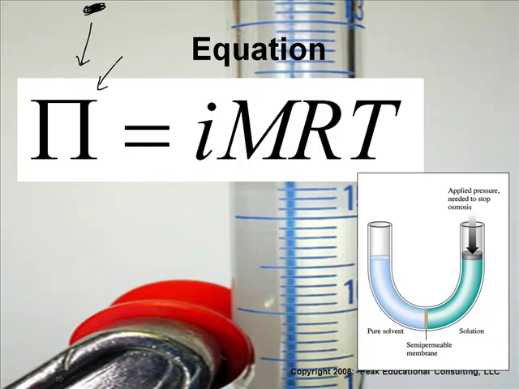All right, pie is not a symbol for 3.1415926. Pi is a symbol that represents osmotic pressure, and it's actually the capital, big pi. So this is the osmotic pressure. i is the ionization or van't Hoff factor. M is the molarity. Molarity, not molality, molarity.